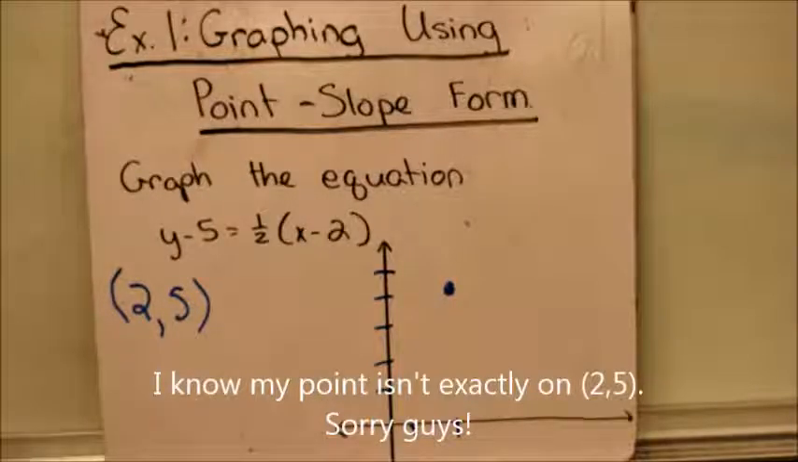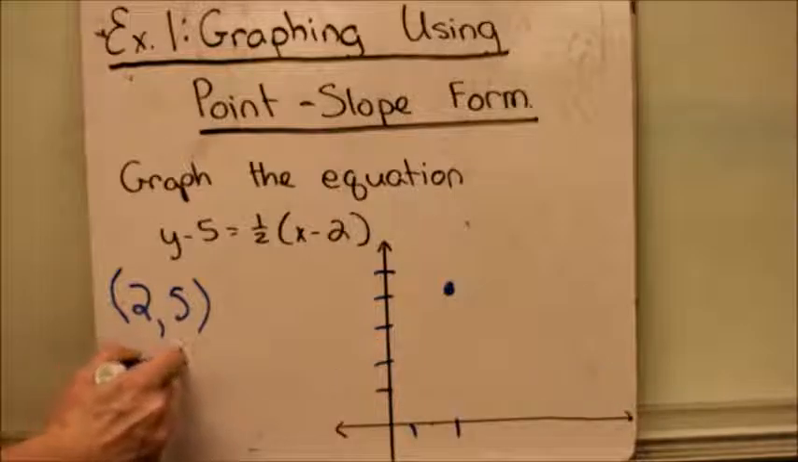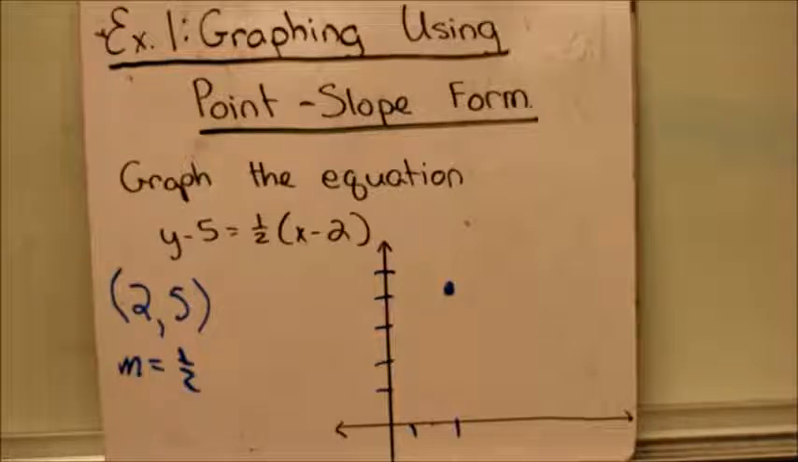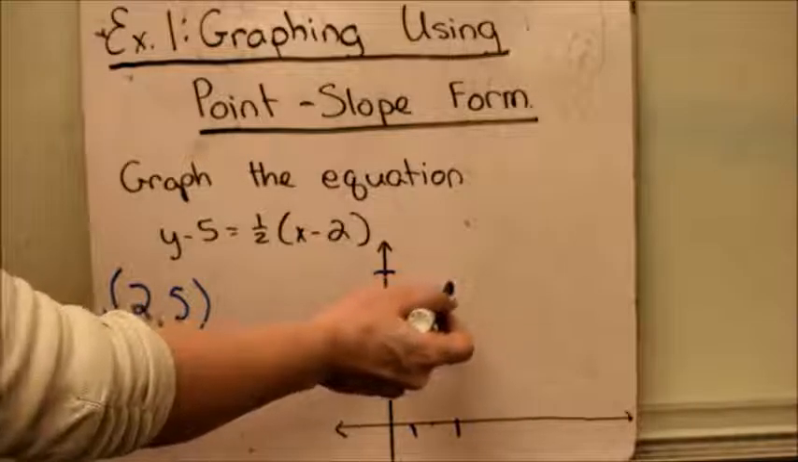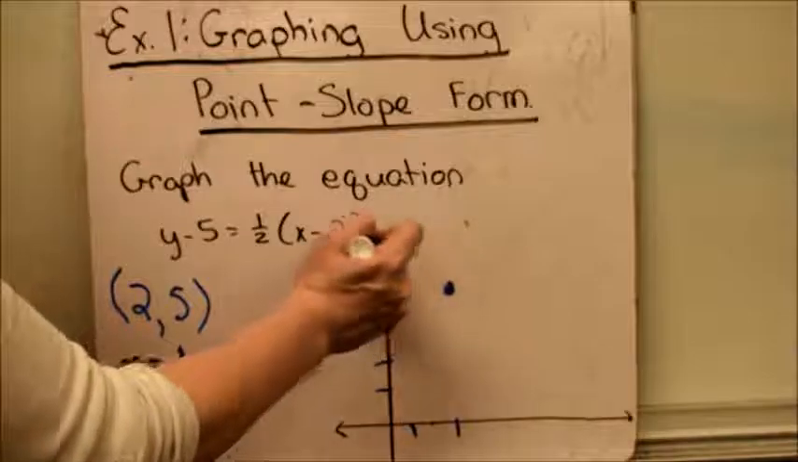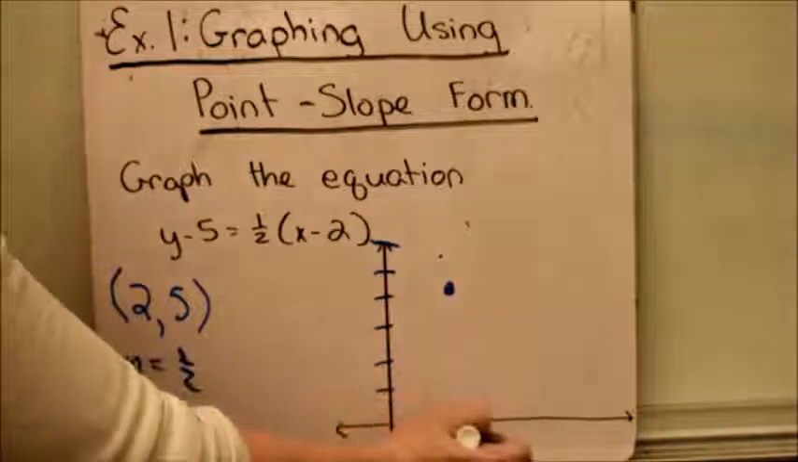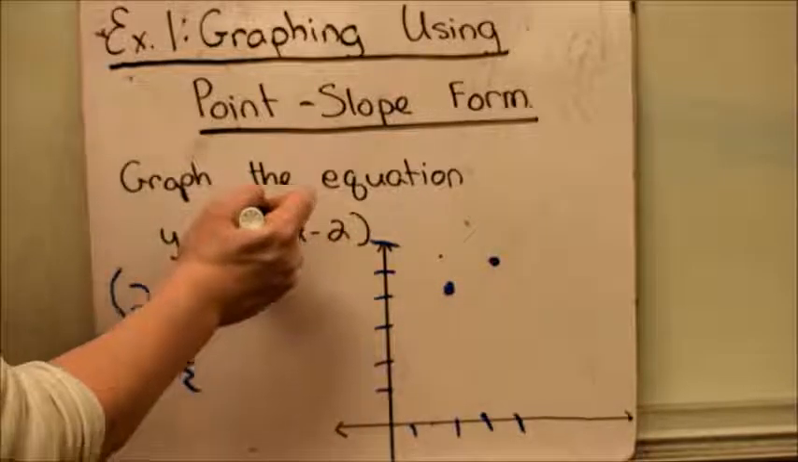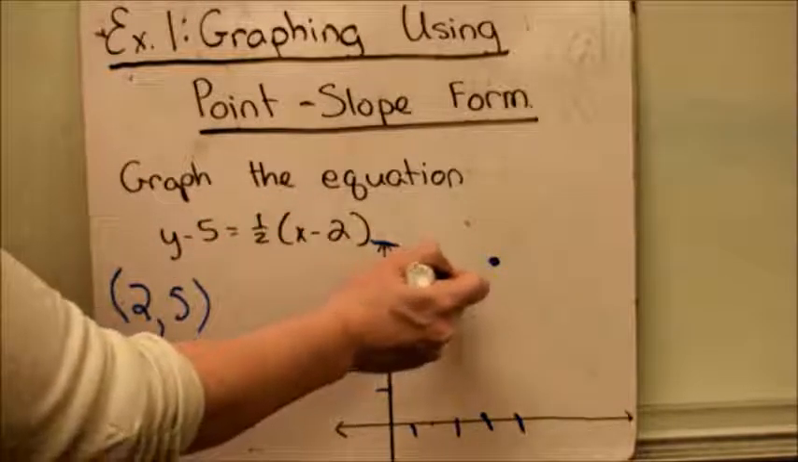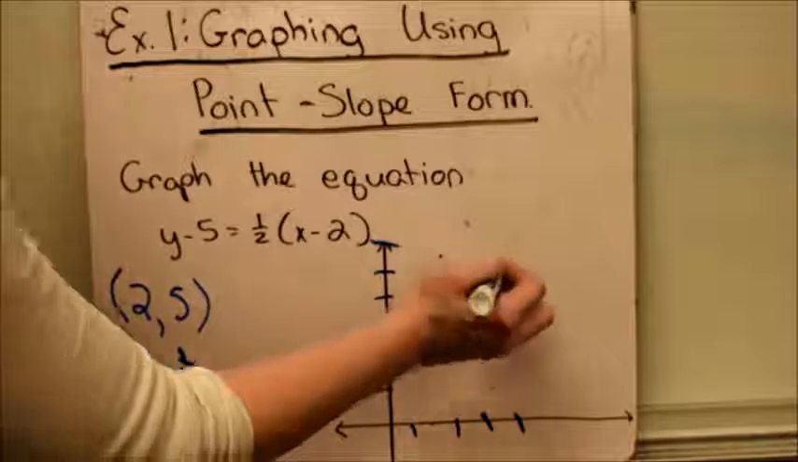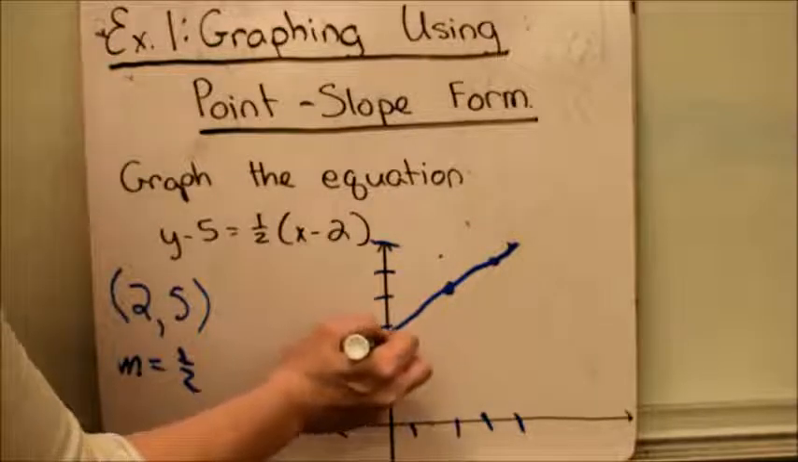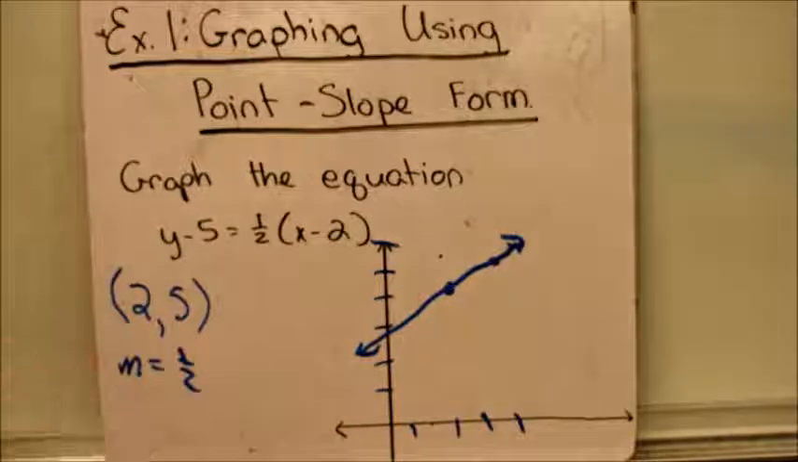Next, we're going to take our slope. So we know m equals 1/2 because that's what's there in our equation. So from our starting point, we can rise 1 and go over 2 and draw another point, because remember, slope is rise over run. So this is positive, rise over run. And then I know my lines are terrible, guys, but bear with me. That would be your line for this equation. That's all you have to do.